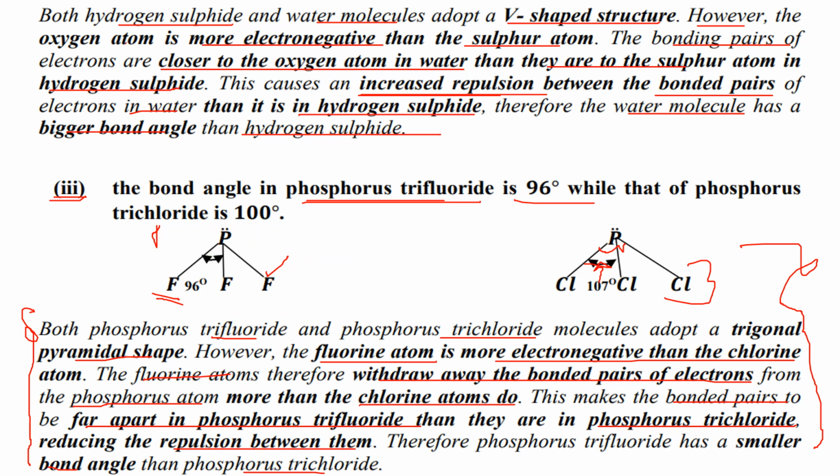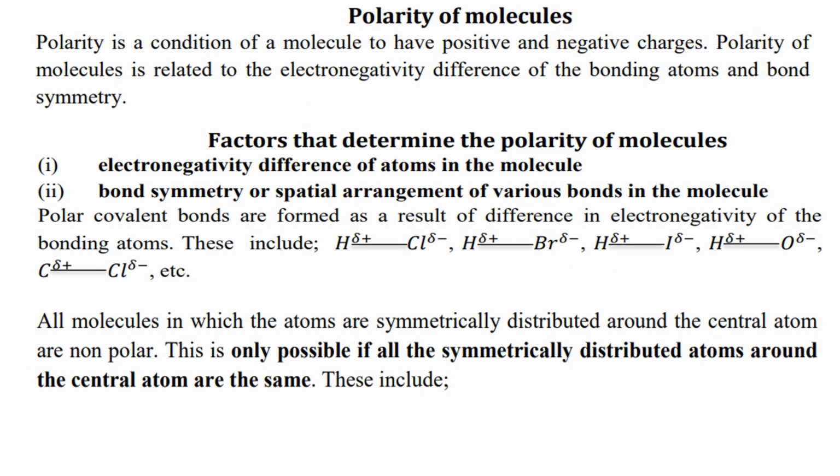Now let's look at the other examples. Looking at another concept, we are going to look at the concept of polarity in molecules. I had already talked about this in the previous video, so you're just going to be talking about it in detail. Polarity is a condition of a molecule to have both positive and negative charges. Therefore, polarity of molecules is related to the electronegativity difference between the two atoms in a bond, provided they are bonding symmetrically.